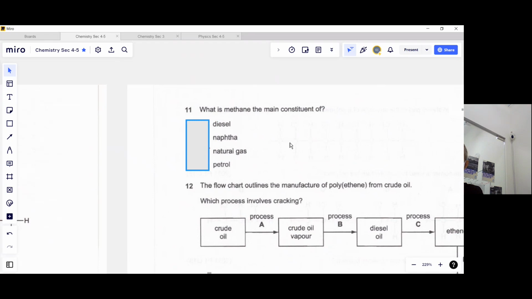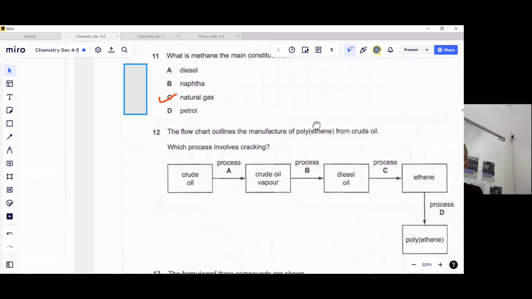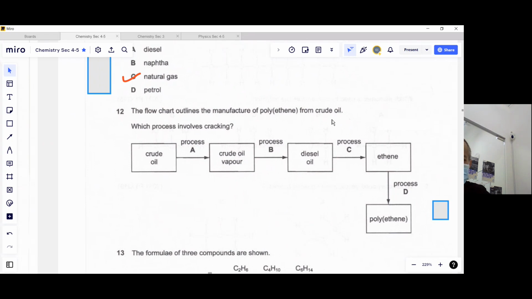11, Hannah. Okay, good. Manufacture polyethylene. Once you see the word poly, it means it's a polymer. Okay, Bernice, this one is a bit tricky. Okay, good.